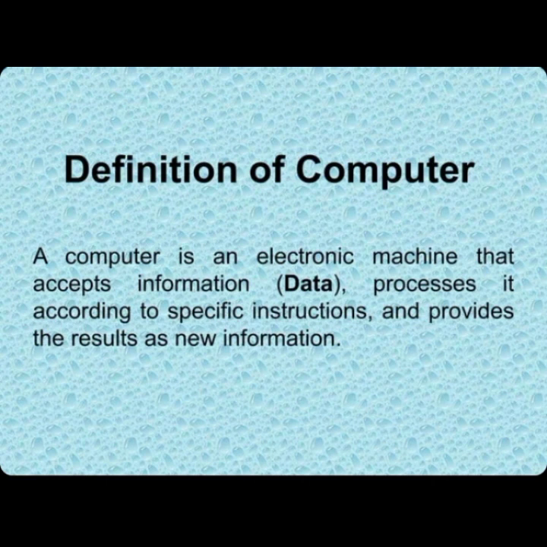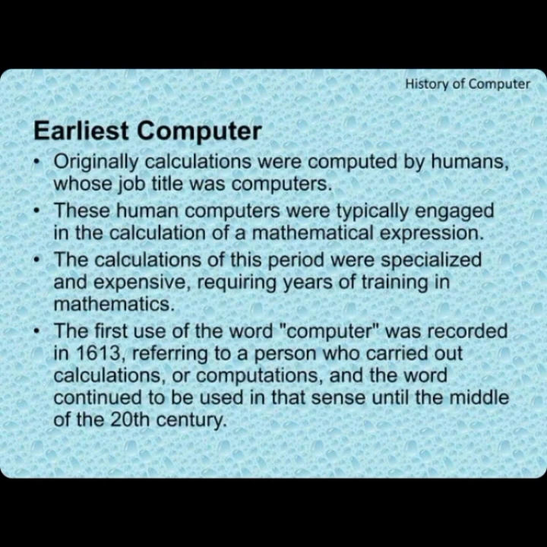Definition of computer. A computer is an electronic machine that accepts information data, processes it according to specific instructions, and provides the result as new information. Earliest computer. Originally, calculations were computed by humans whose job title was computers.